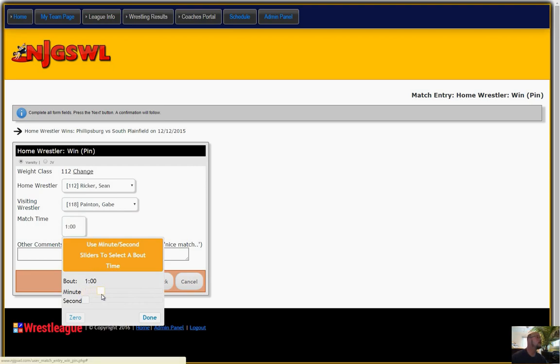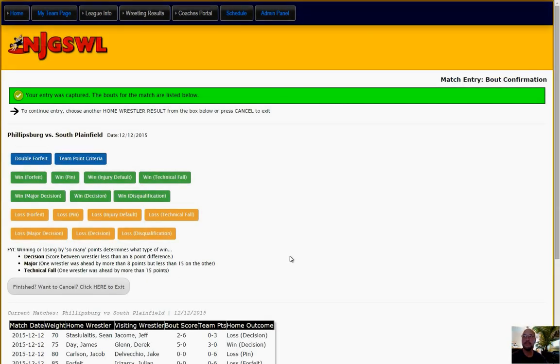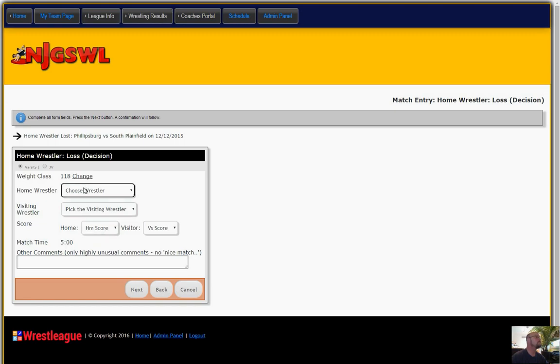131. Sometimes I think these guys just pick a random number for these times. They're all like 31 and 21, and geez, I don't know. But okay. 118 pounds was a loss by decision. And it's Cooker and Huber.